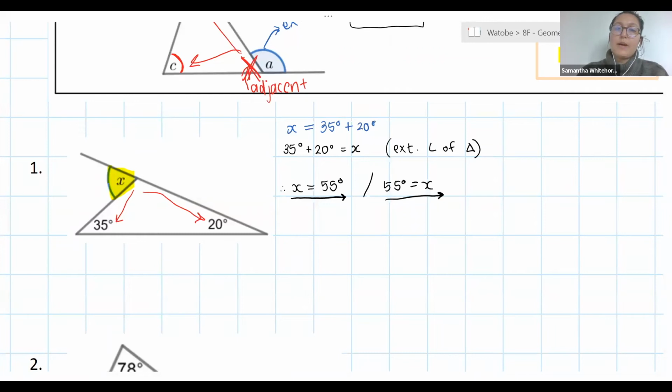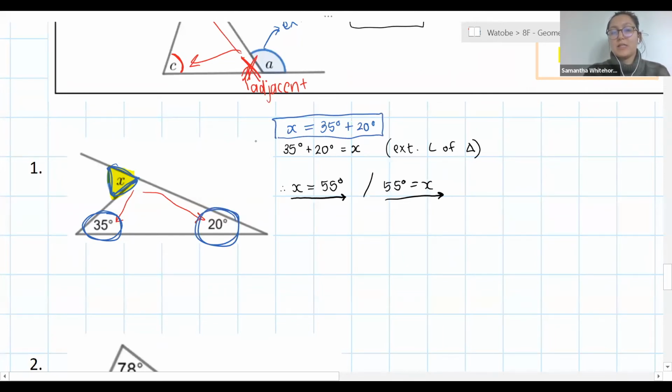Okay, so remember, we're not adding all of them together. What we're saying is that this exterior angle, so the angle outside the triangle, is equal to the two opposite interior angles added together. So that's what my statement needs to say. I'm not adding them together. I'm saying x is equal to the two of them added together. Okay, Miss, I get you now. Thank you. Awesome. Well done.